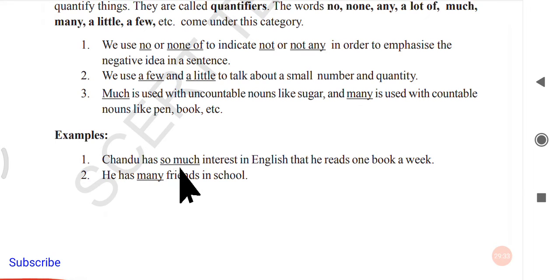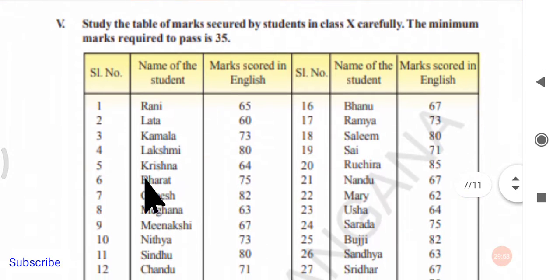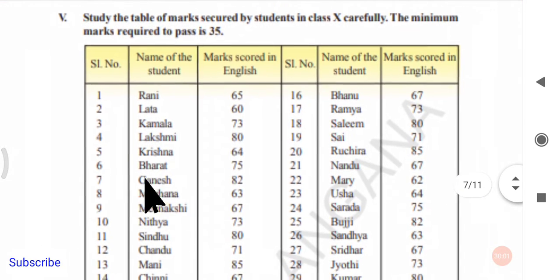Next we have examples here. First one, Chindu has so much interest in English that he reads one book a week. So much, again here it is uncountable, but here it is a quantifier. Next, he has many friends in school. Friends here can be calculated, countable. So here it is a countable noun, and here it is again a quantifier.